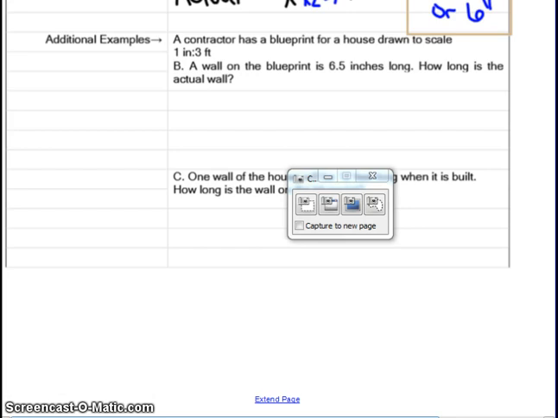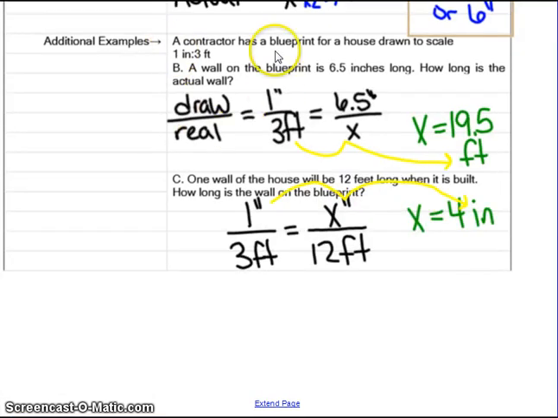Alright, go ahead and pause the video and try letters B and C on your own. Alright, so for letter B, I got 19.5, and I labeled it feet because I was trying to find out how long the actual wall is. On letter C, I set it up like this, and this time I was trying to find out how long the wall was on the blueprint. So I left the x in my numerator, and then I labeled my answer inches because it was on the blueprint. That concludes part 2 of 2 videos 2.7, rates, ratios, and proportions.